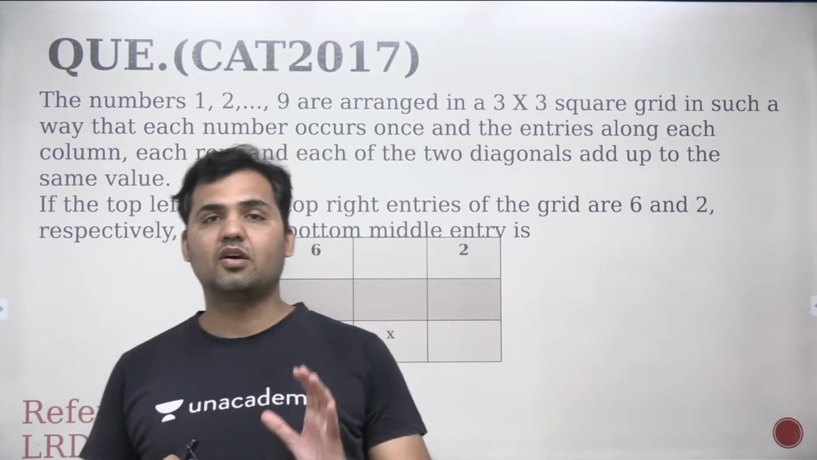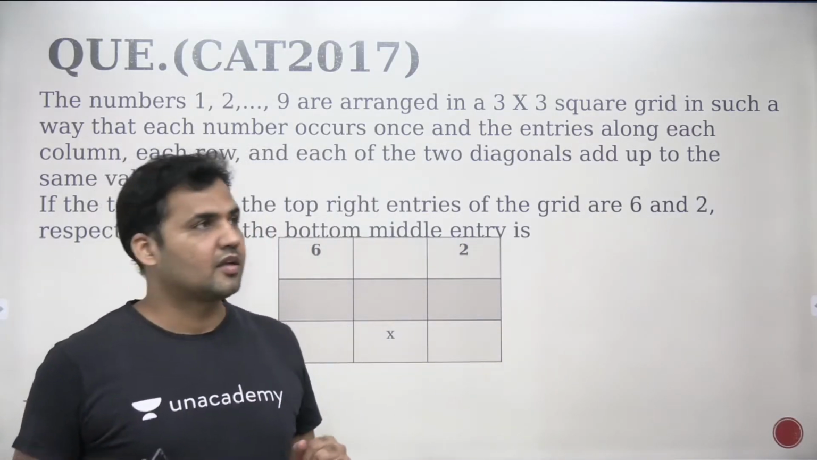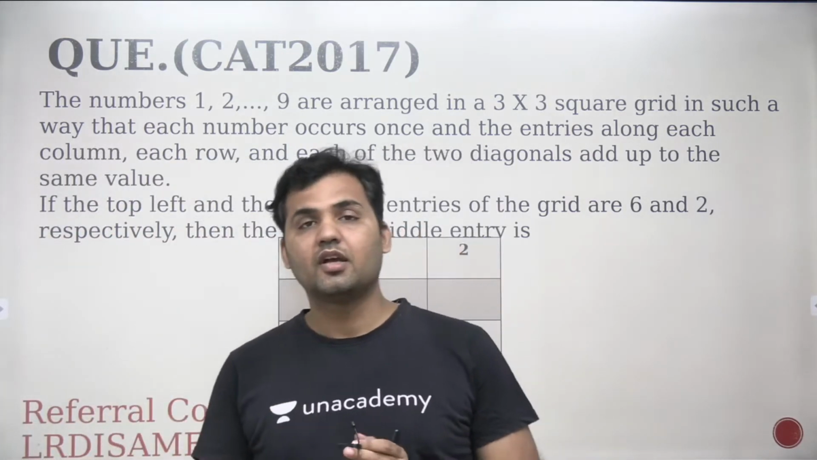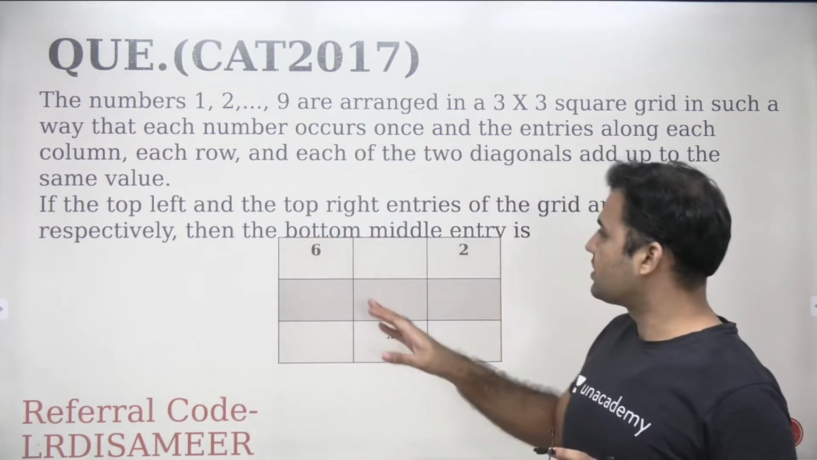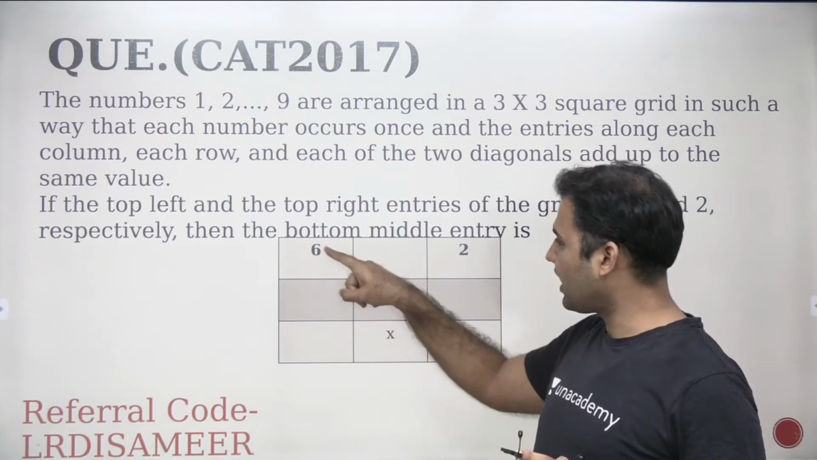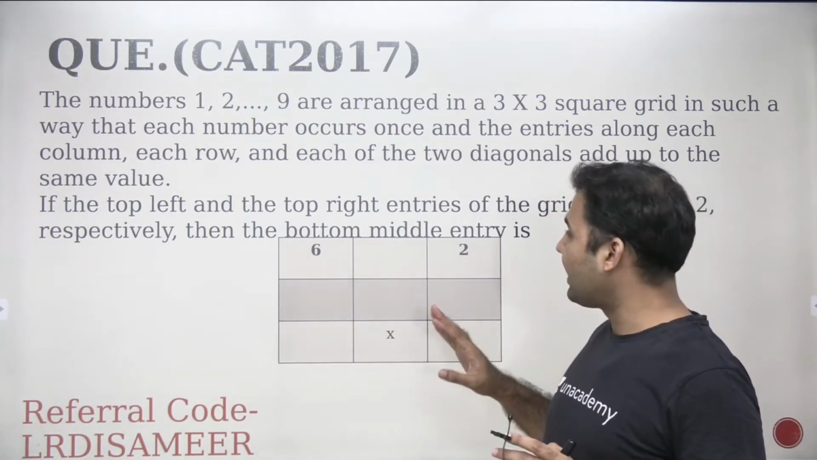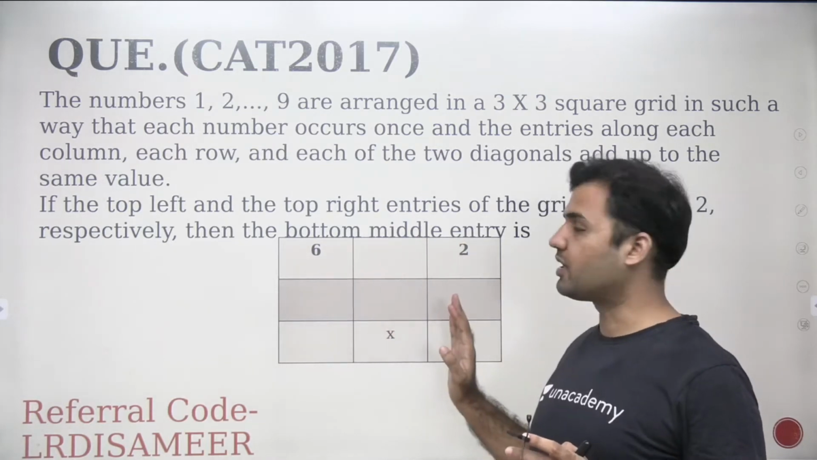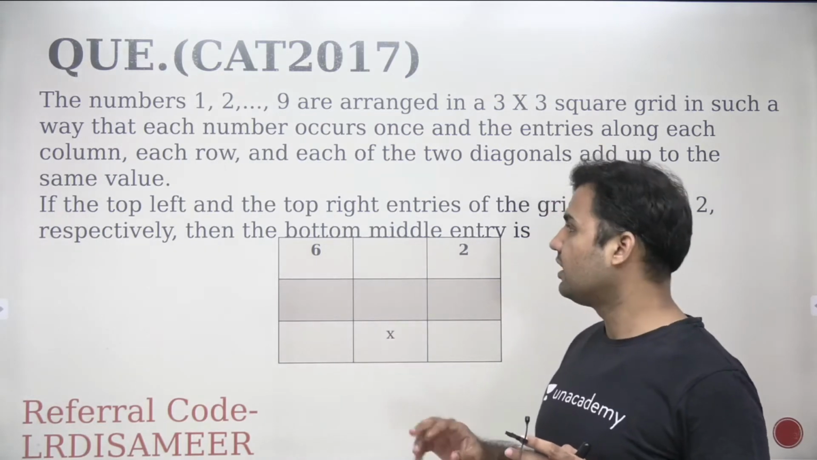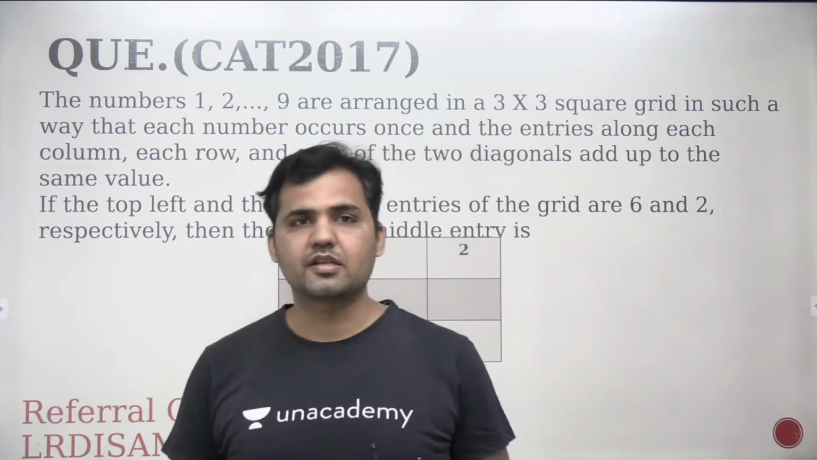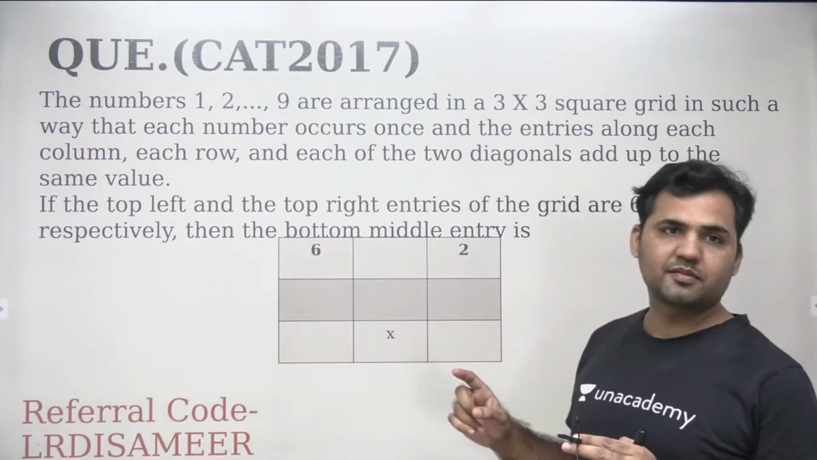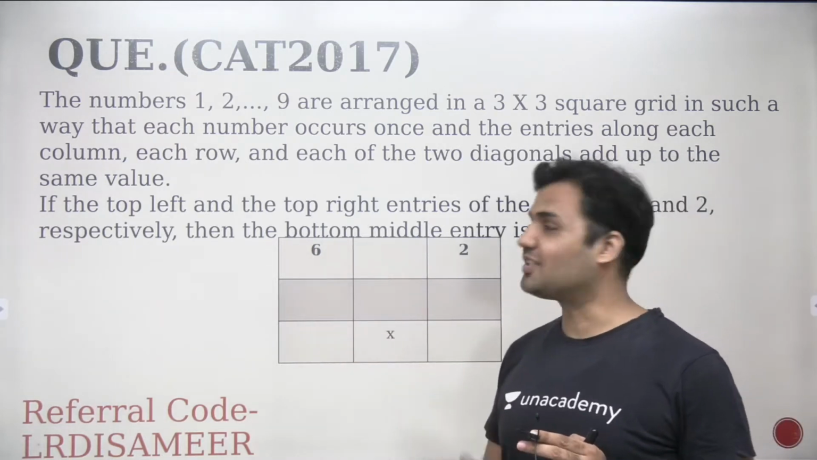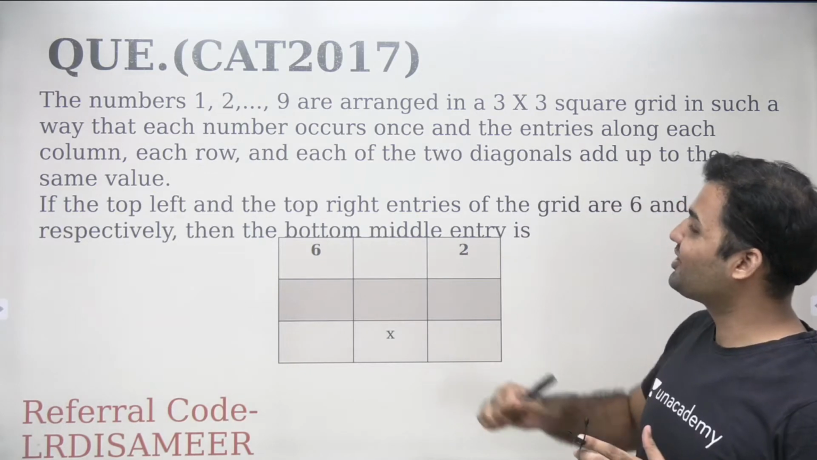So what exactly is the meaning of magic square? This is a question from CAT 2017, right? Magic squares are generally those squares where the summation of the numbers row wise, column wise and diagonal wise should be same. And that matrix can be a 3 into 3 matrix, can be a 4 into 4 matrix, can be a 5 into 5 matrix, can be a 6 into 6 matrix also, right? So in any n into n matrix, the summation of all the numbers row wise, column wise and diagonal wise should be same.